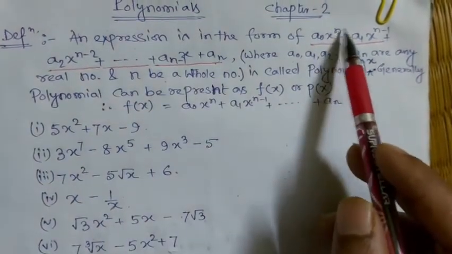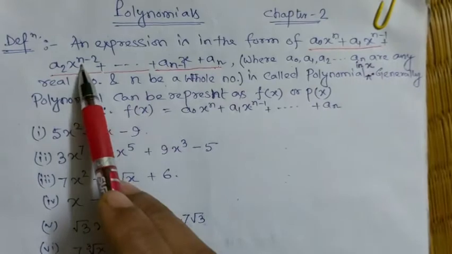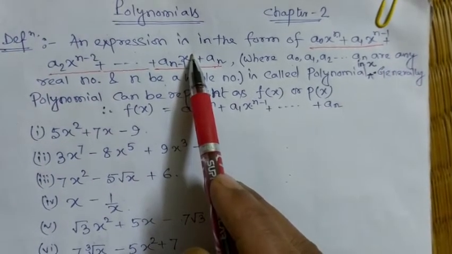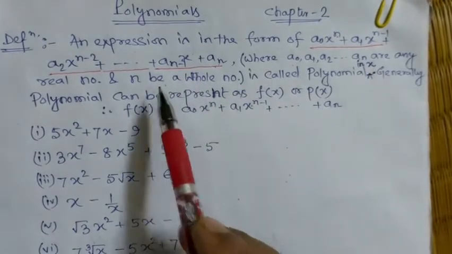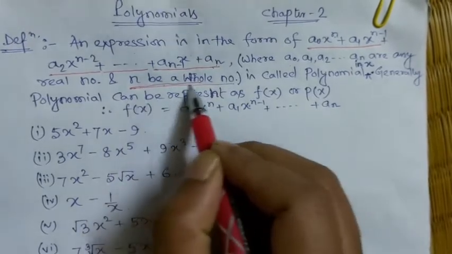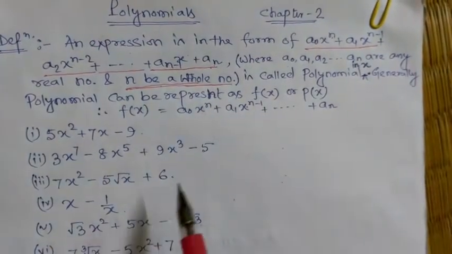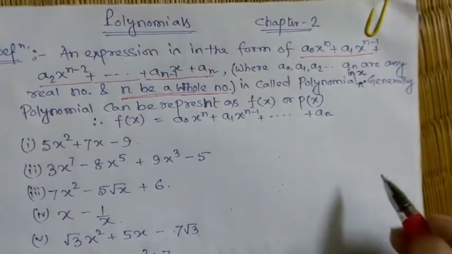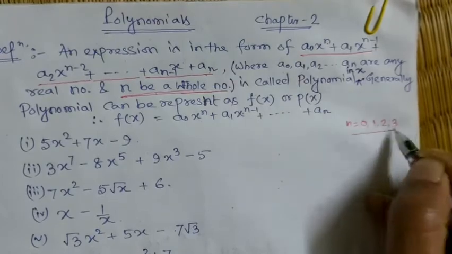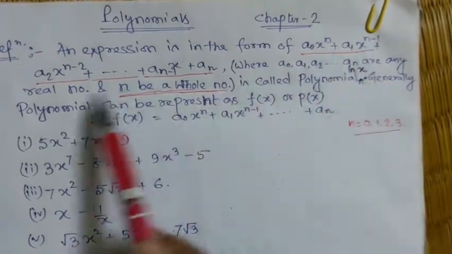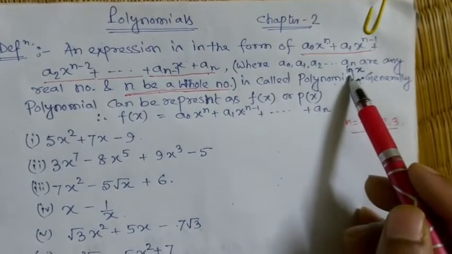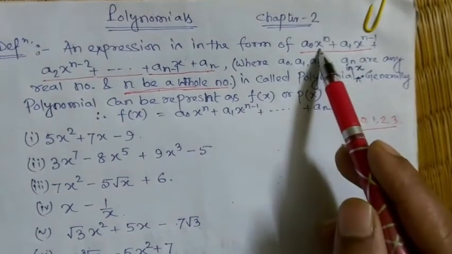And here this n is the exponent. For the term with n minus 2, and here the 1, x to the power nothing means x to the power 1. So n is a whole number. Whole number means starting from 0. So the value of n may be 0, 1, 2, 3 in this way. This expression is known as a polynomial, and the variable here is x.